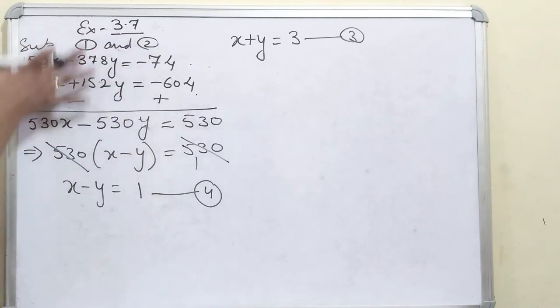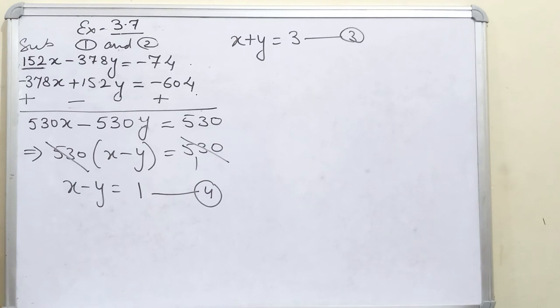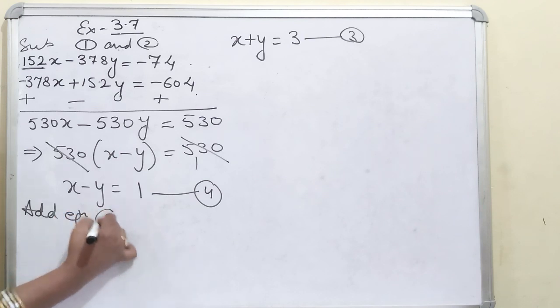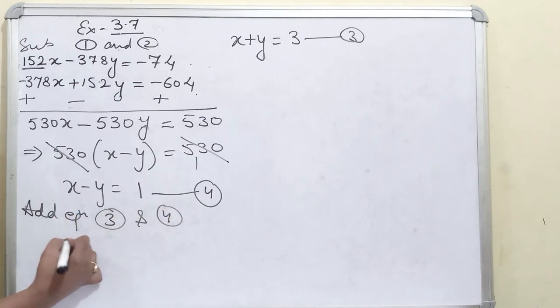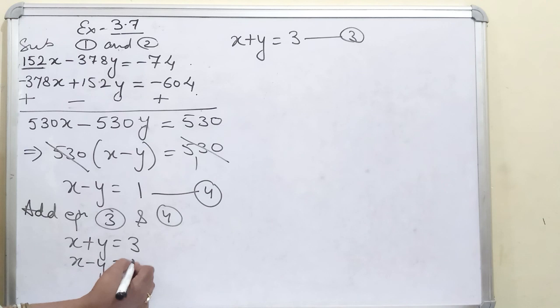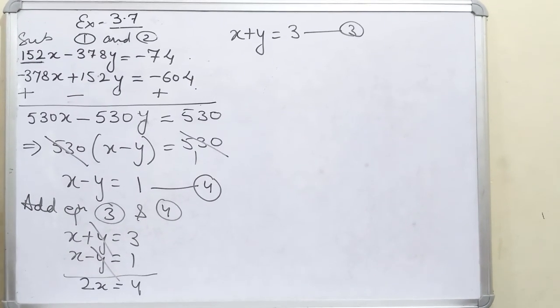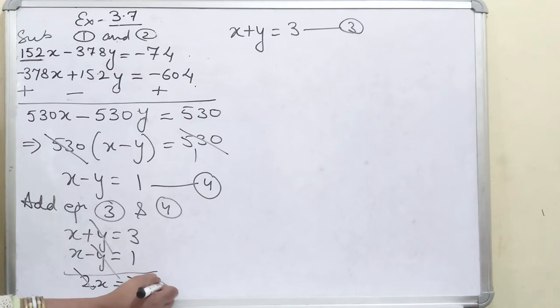These are very small, equations 3 and 4. So in spite of solving such big equations, you just have to solve these two equations, and you can solve them by just adding. Add equations 3 and 4: x plus y equal to 3 and x minus y equal to 1. y cancels out. This will be 2x equal to 4, and x will be 2.